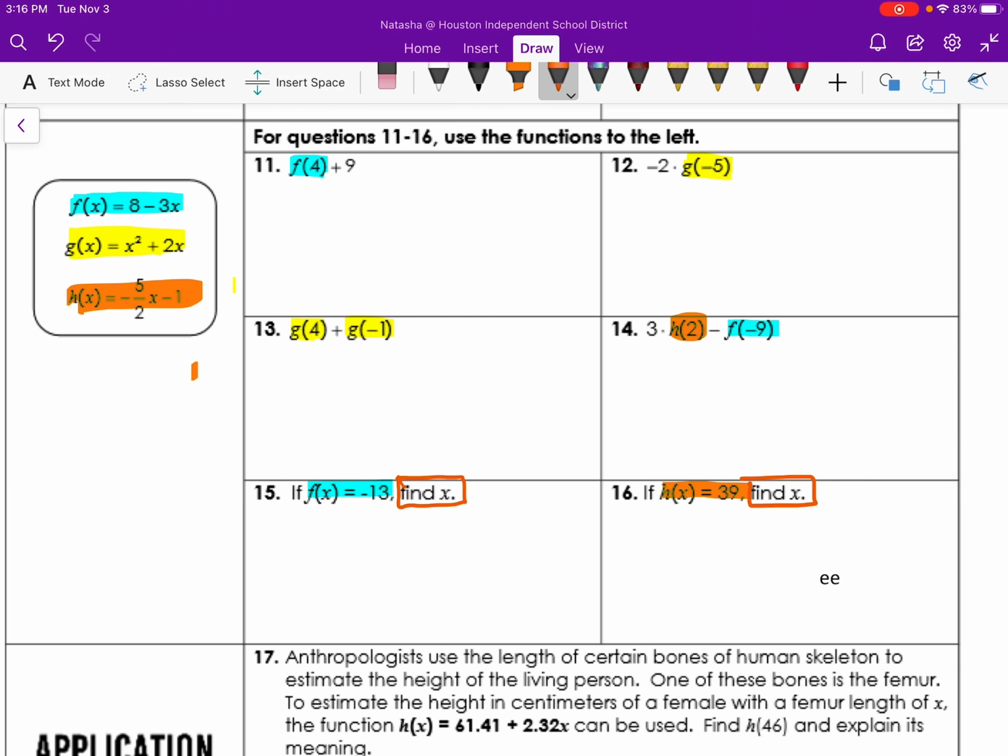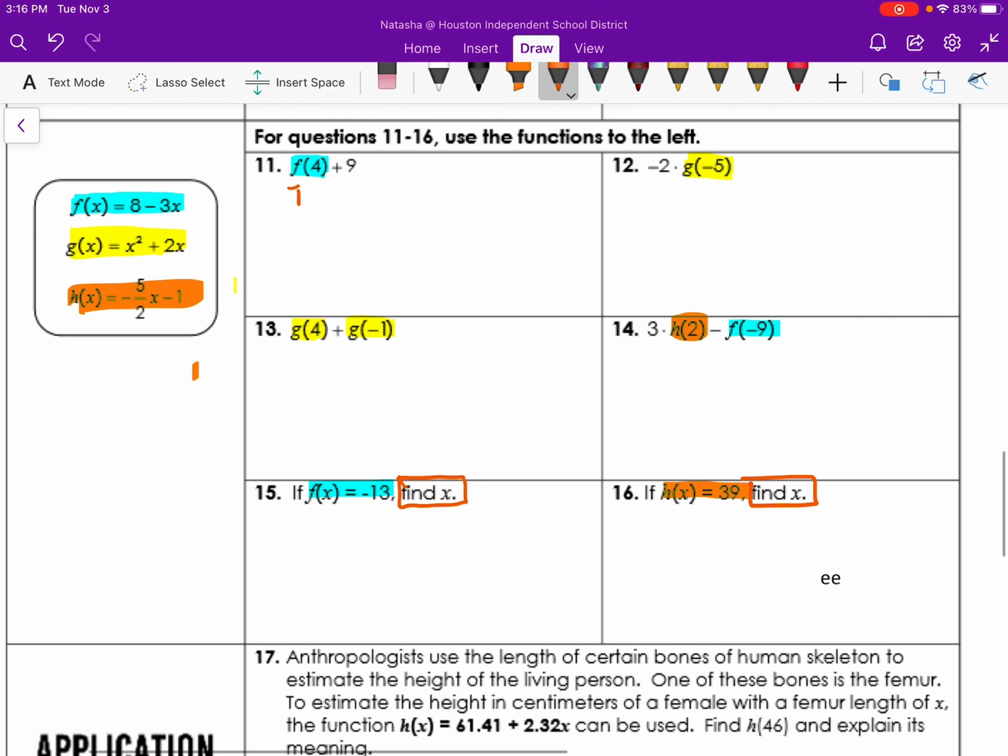Okay. Now, let's look at our f of x. We want to know what is f of 4, and then we're going to add 9 to it. So that's what we're doing here in this equation.